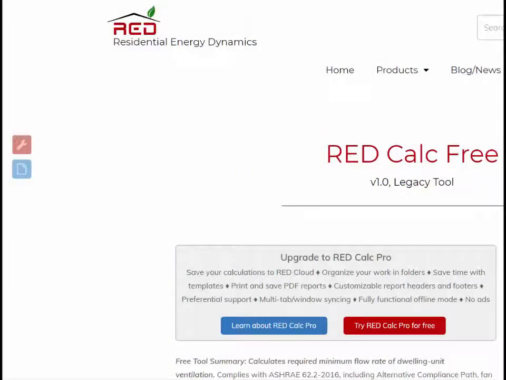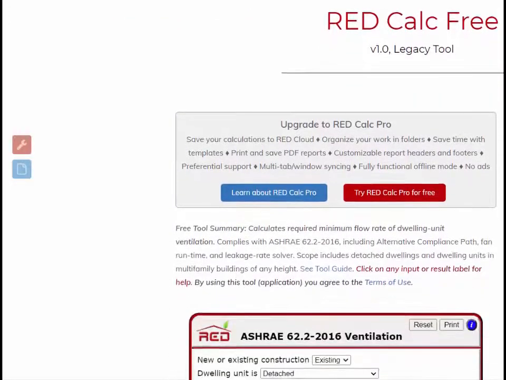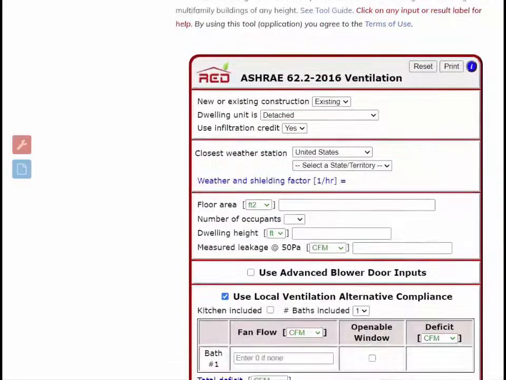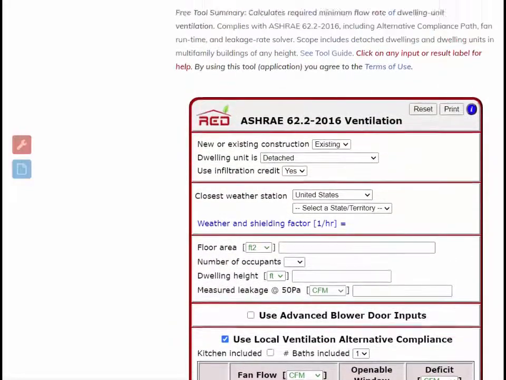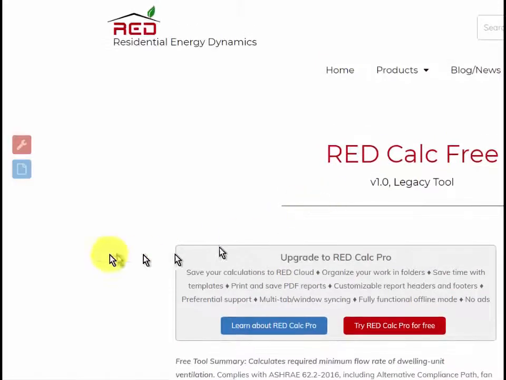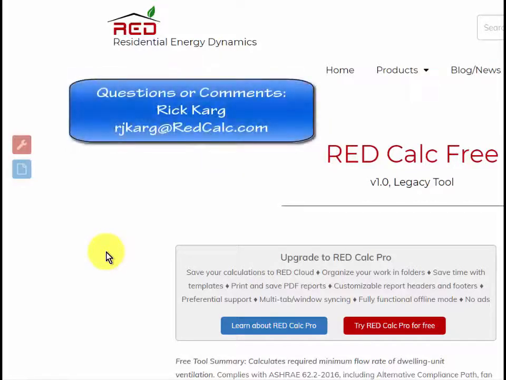If I scroll down here, you'll see that the free tool is right here for you to fill in and get your answers. I'll go through the detail of each of these 4 building science tools for you, and if you wish, you may get in touch with me by email.